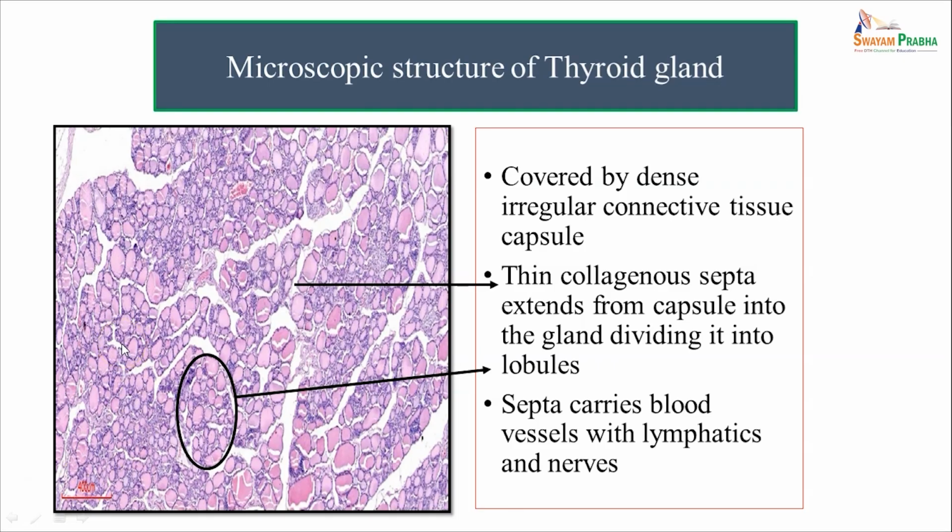Coming to the microscopic features of thyroid gland, the gland is covered by a dense irregular connective tissue called capsule. Capsule sends thin collagenous septa into the gland to divide the gland into lobules. These septae carry blood vessels with lymphatics and nerves.